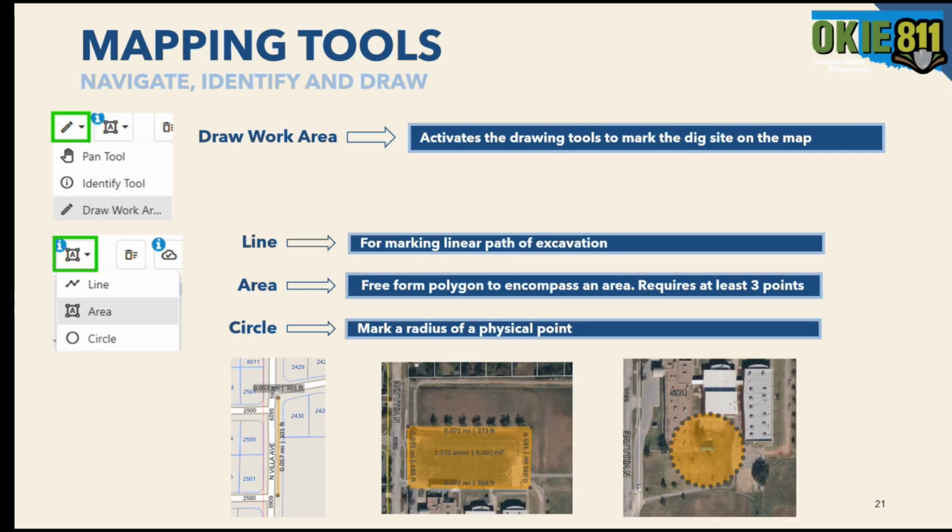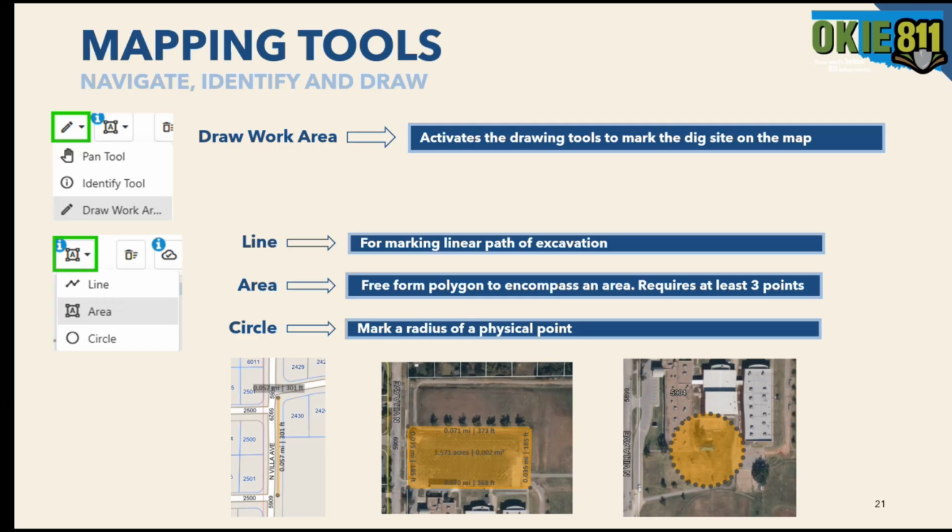And then we have multiple mapping or drawing tools. The draw work area tool is a default tool. So when you go into a new ticket, it's already selected. So you don't generally have to click on this unless you've been on the identify tool or the measurement tool first, and then you do have to click on it. But the draw work area tool does activate the drawing tools.